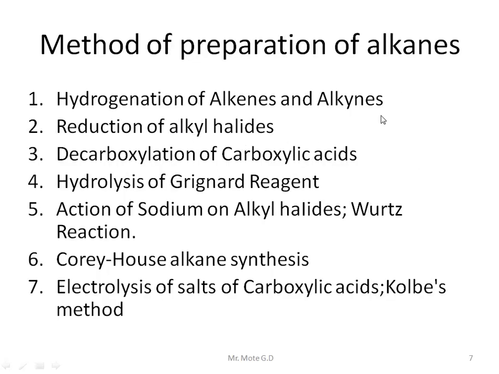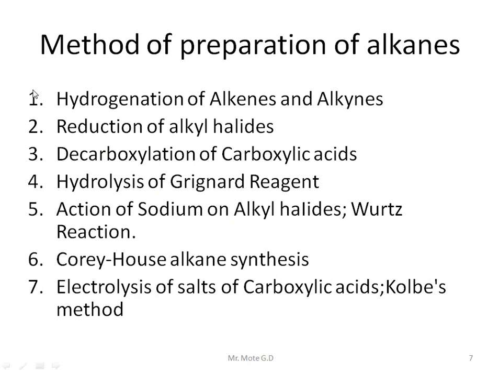Then we will discuss the preparation methods for alkanes. There are seven methods. First is hydrogenation of alkenes or alkynes. Second, reduction of alkyl halides. Third, decarboxylation of carboxylic acid. And fourth, hydrolysis of Grignard reagent. Fifth, action of sodium on alkyl halides, that is Wurtz reaction or Wurtz synthesis. Then sixth, Corey-House alkane synthesis. And seventh one, electrolysis of salt of carboxylic acid, that is Kolbe method.